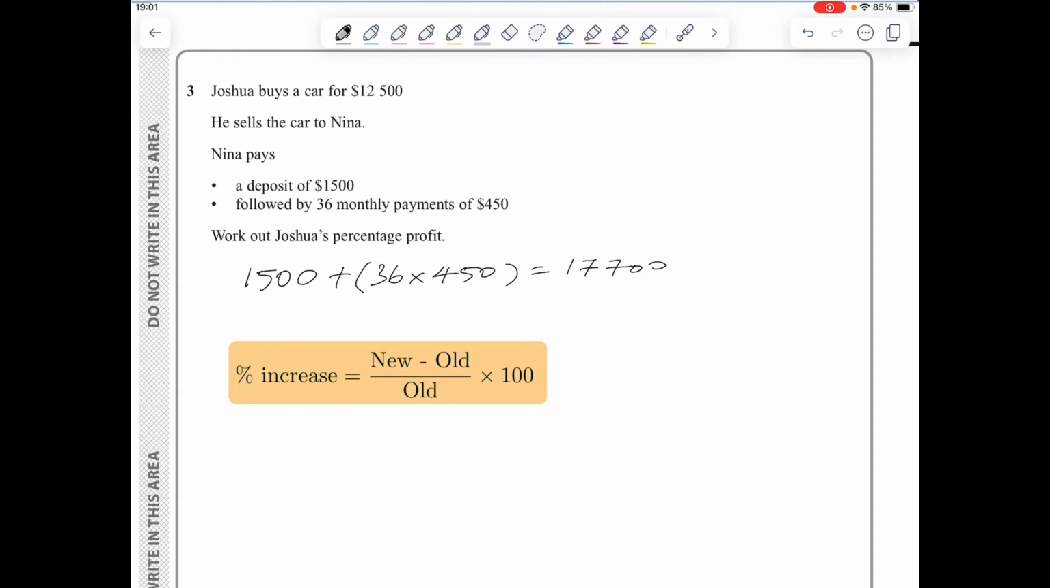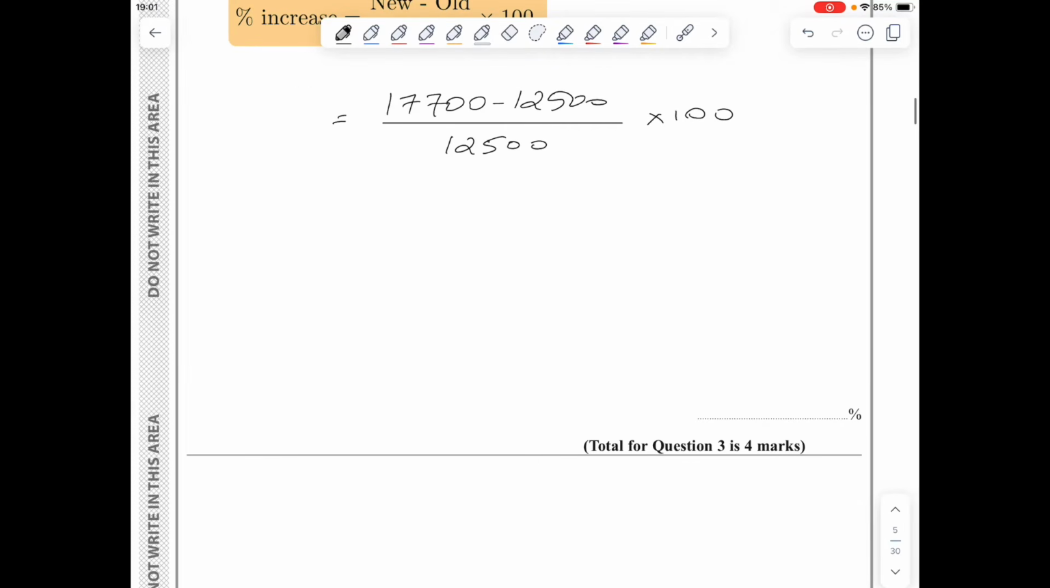By new, I'm referring to the amount that Joshua received, and by old, that is the amount that Joshua paid for the car. So if I plug in the values, I will get the following: 17,700 minus 12,500 over 12,500 times 100 to make this into a percentage. Answer comes out to be 41.6%.